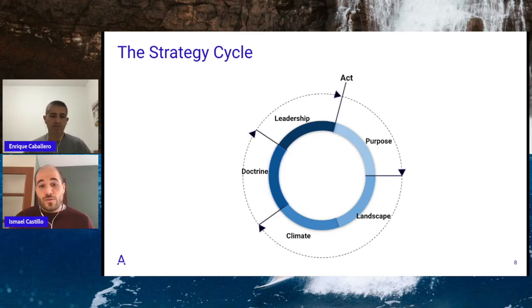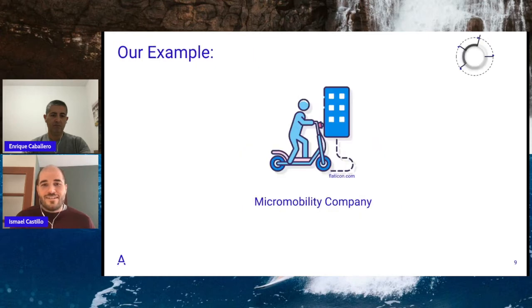And as in all we do in Agile, the process of strategy is not a linear process, but an iterative cycle. The climate might affect your purpose, the environment might affect your strategy, and your actions might affect all. But acting is the essential element that gives us the opportunity to learn. And for continuing learning, we want to present you now the example we are following in this presentation. Let's imagine we are a micromobility company and we start our journey through the strategy cycle.